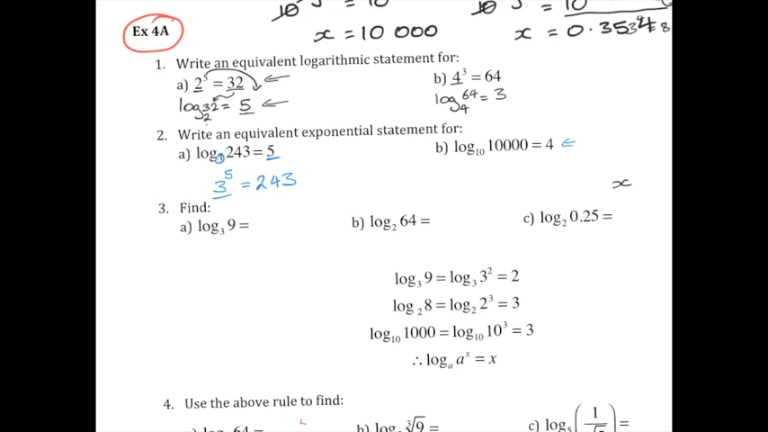Over here, the base is 10, so that's the base of our exponential equation. The power is 4, so it's 10 to the 4 equals 10,000, and we know that's true as well. So that's good.